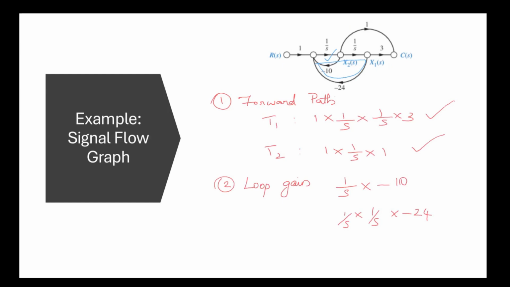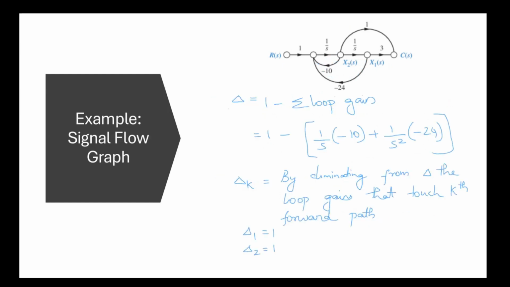So we can go directly to the calculation of delta and delta K. Here delta is calculated as 1 minus summation of loop gains plus summation of non-touching loop gains, which is avoided because there are no non-touching loops here. So substituting the loop gains, 1 minus 1 by s multiplied by minus 10 plus 1 by s square multiplied by minus 24. So this is delta.